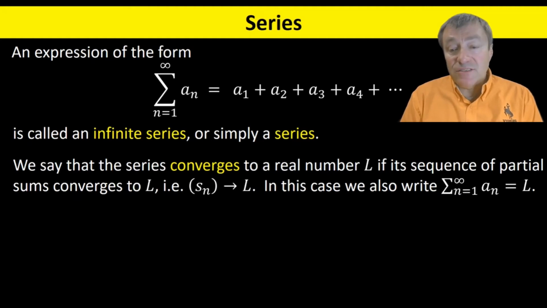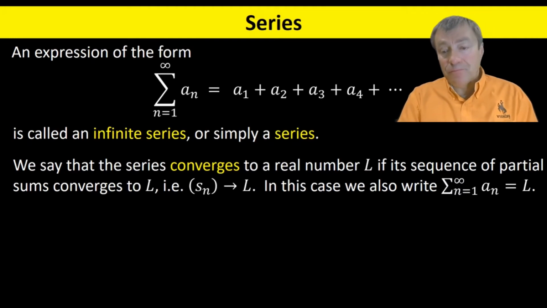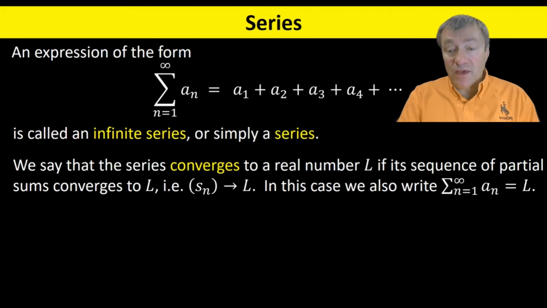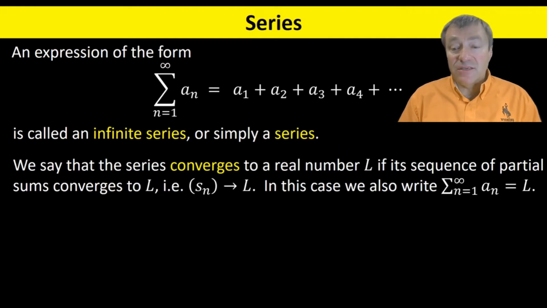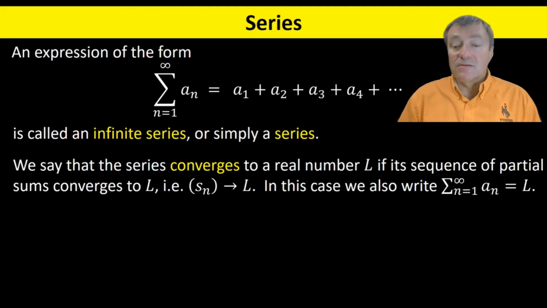When we ask if a series converges, what we're really asking is whether the sequence of partial sums converges. If so, then the limit of the partial sums is the value that we assign to the series, and we say that this series converges to that number. So if the limit of the partial sums is L, then we say that the infinite sum or series is equal to L.